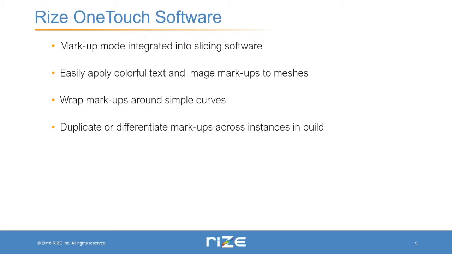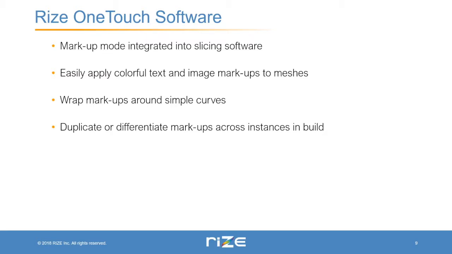It also has some rudimentary capability to apply markups wrapped around simple curves. This is a fairly new function that is still under development and constantly improving, but already it has the ability to do a lot of effective wrapping of different textures on some simpler geometries. And finally, one of the main benefits of working within Rise software is the ability to duplicate or differentiate markups across instances and in a single build.